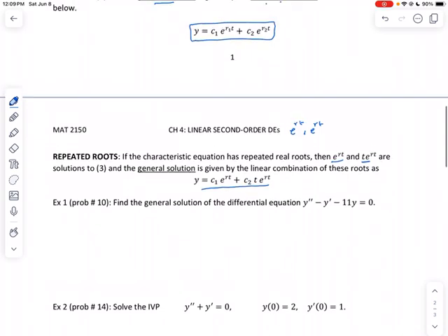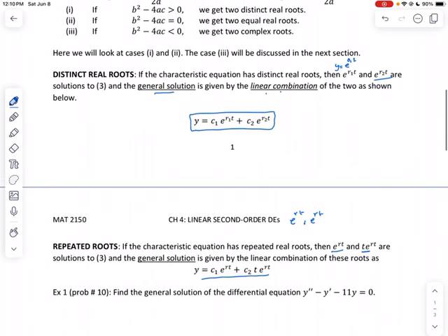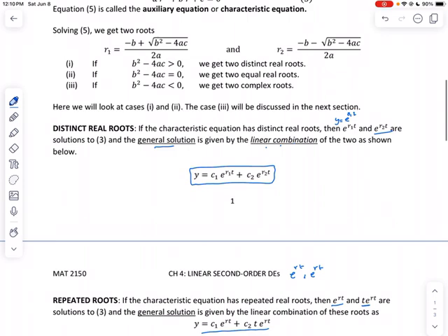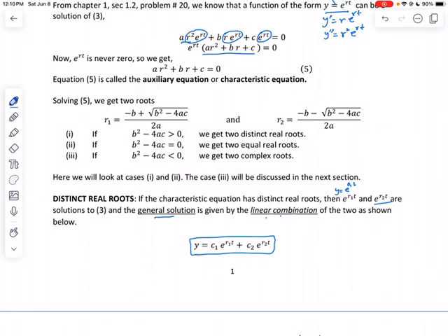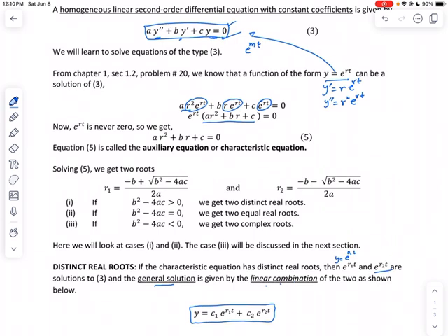Actually, I'll show you from here that if you notice, our equation was ar square plus br plus c is equal to 0. This is equation number 5, and we got it by plugging the e to the rt into equation number 3. Here there is a y double prime, and in equation 5 you are getting ar square. Then we have by prime, and you are getting br. Then we have cy, and you are getting c.